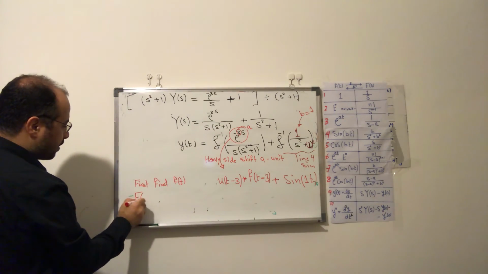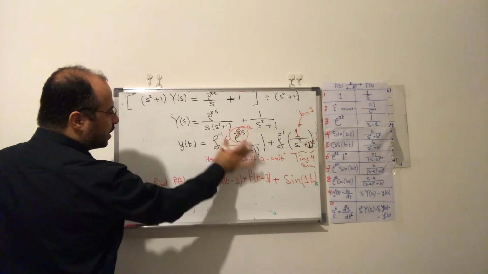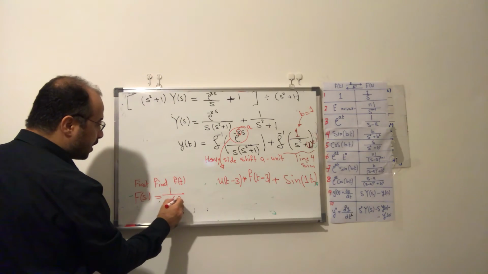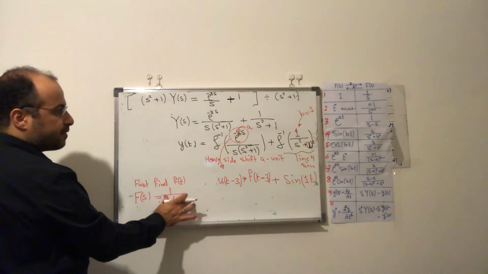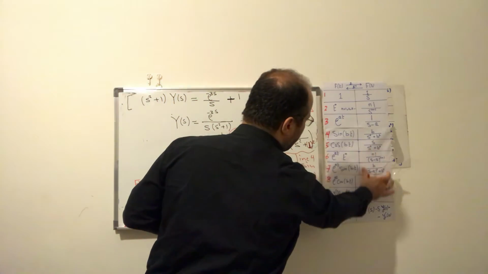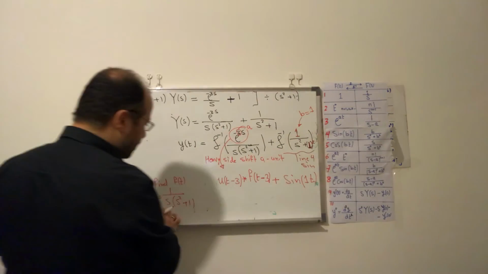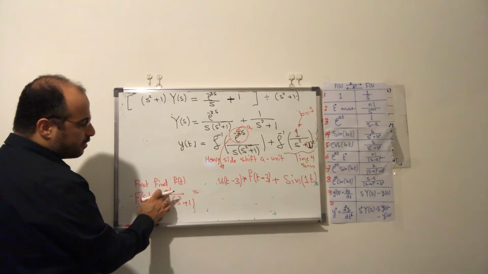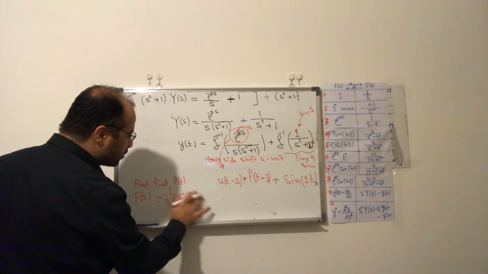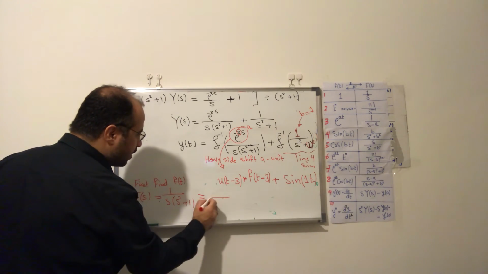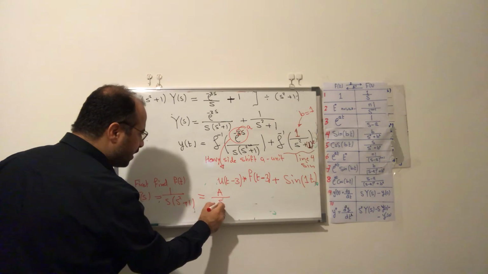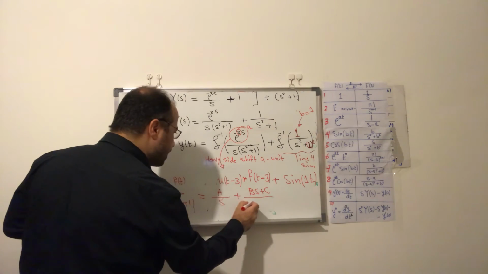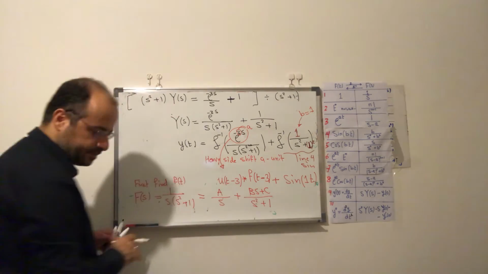Now I know f big of s, just hide the exponential here, then this is 1 over s squared plus 1, right? But if you compare this function with the second column here, none of them looks like this one. For this reason, because this is of degree 3 and this is of degree 0, you need to go with partial fraction decomposition. Then I need to go with a over s plus bs plus c divided by s squared plus 1, right?